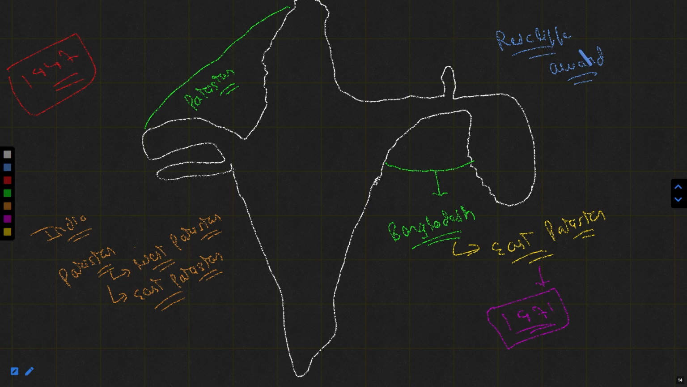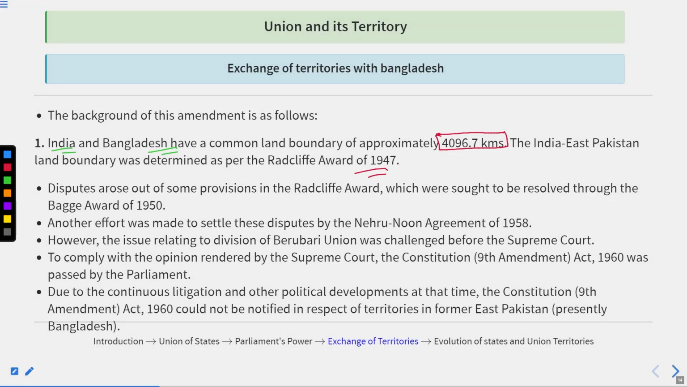There was a Radcliffe Award, okay, which demarcated this boundary, this one and this one. It means the Western and Eastern Pakistan boundary with India. But there were so many disputes. Basically, the initial dispute arose through the Radcliffe Award of 1947, and the Eastern Pakistan boundary, which nowadays we call Bangladesh. The Eastern Pakistan boundary with India is about 4,096 kilometers long.